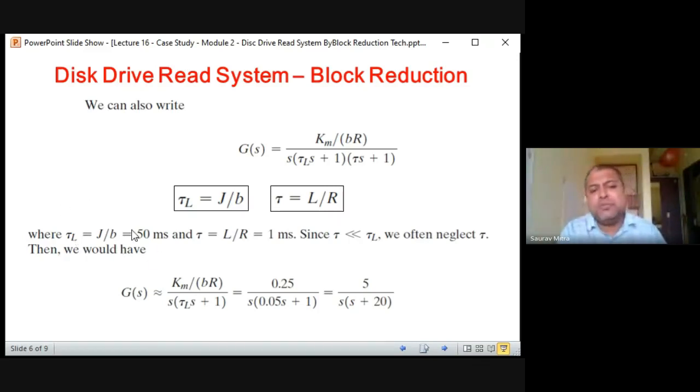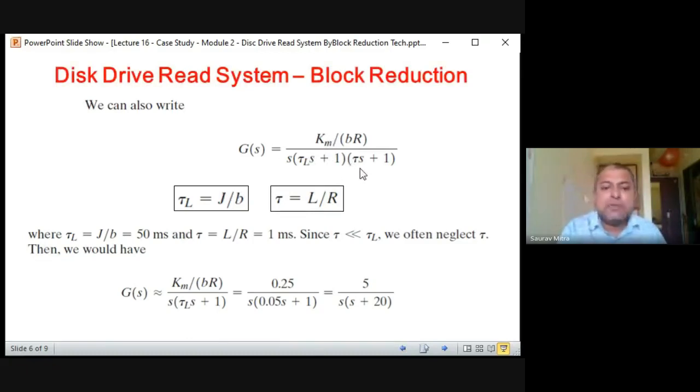So tau L is equal to J by B, some values they have selected for J and B. This is just a case, they have given 50 millisecond. Tau is equal to L by R, and they have produced that L by R is 1 millisecond. So since tau is less than tau L, tau L is found to be 50 millisecond, tau is found to be 1 millisecond. As tau L is very much greater, we often neglect the tau, because this tau is very less. That means a very fast system it is. In that case, this is called model reduction.